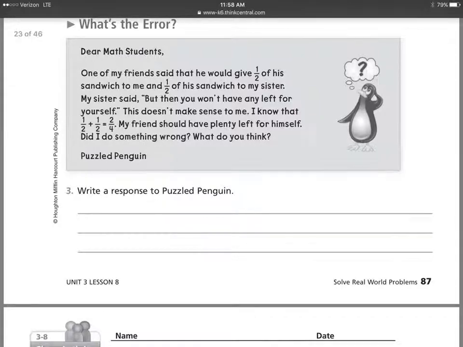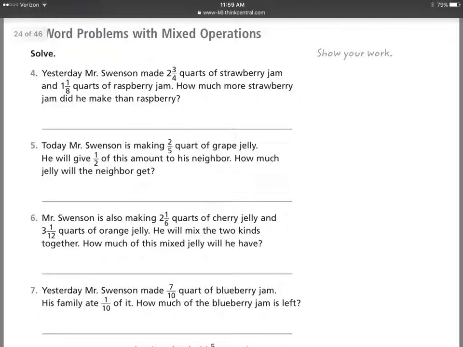Questions 4 through 8 are word problems. I'm going to model problem number 4 for you, then you're going to complete the rest of those on your own. Yesterday, I made 2 3/4 quarts of strawberry jam and 1 1/8 quarts of raspberry jam. How much more strawberry jam did I make than raspberry jam?